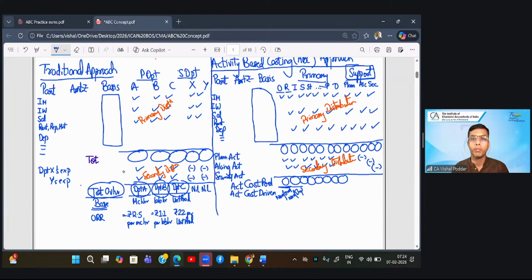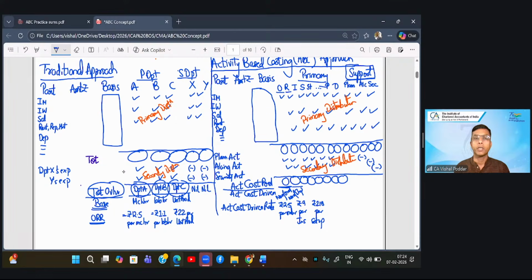And again, after dividing both these, here we used to get ORR. Here also we are getting the charging rate. Only difference is here it is called the activity cost driver rate. So let us say it is rupees 2.5 per order. It is rupees 9 per inspection, rupees 210 per setup. So for each activity, you have a separate cost driver rate, which is the ORR.